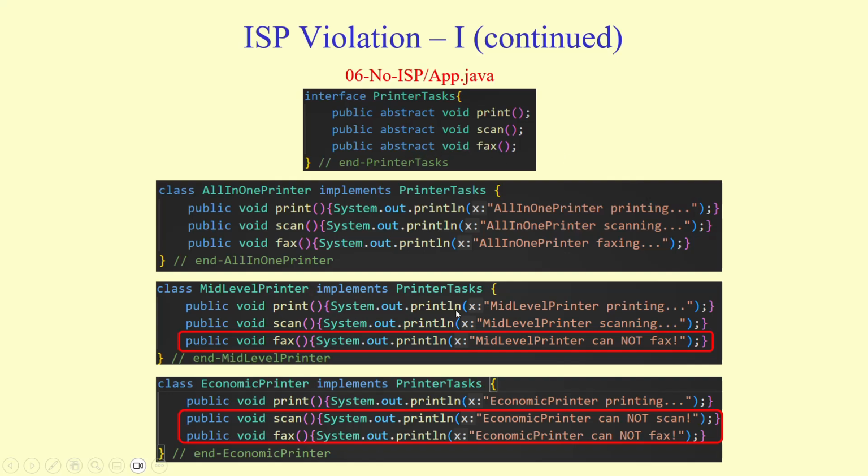And if the printer does not support any of these functionalities or behaviors, it should say, I'm not able to do that. So that's what we are observing in here. The economic printer still has to provide an implementation for scanning and faxing, although it doesn't support them. And you have to do this because every functionality is put into one large interface.